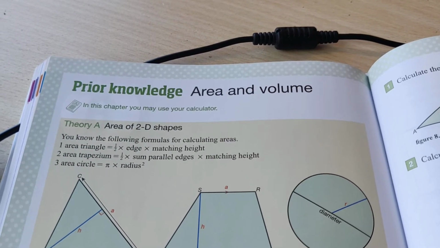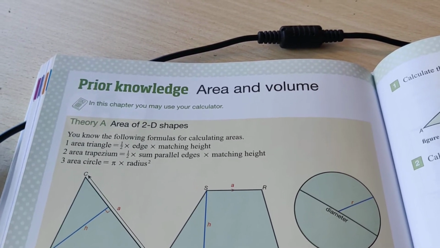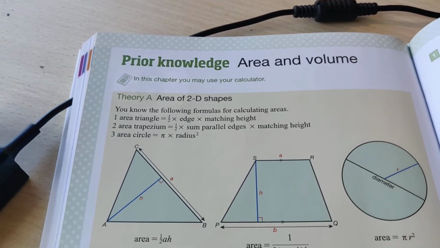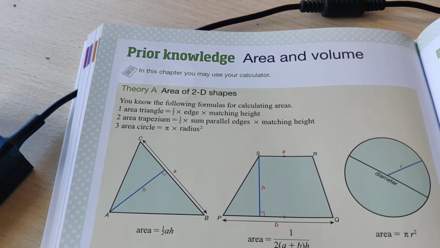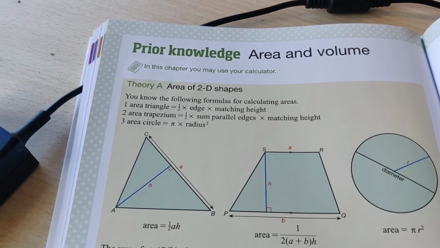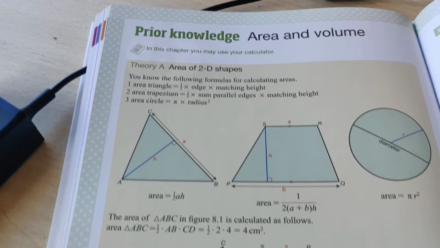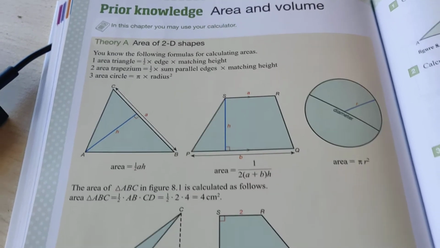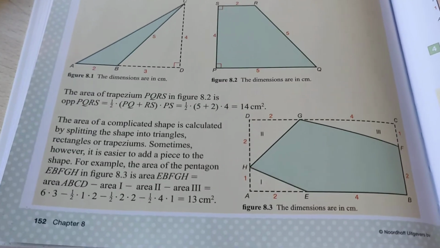In the prior knowledge of chapter 8 you learn a couple of things about areas that you already learned earlier. For example, here it says 3 different formulas. One formula for the area of a triangle, one formula for the area of a trapezium, and one formula for the area of a circle. And there you can see a couple of examples and also some more examples over here.